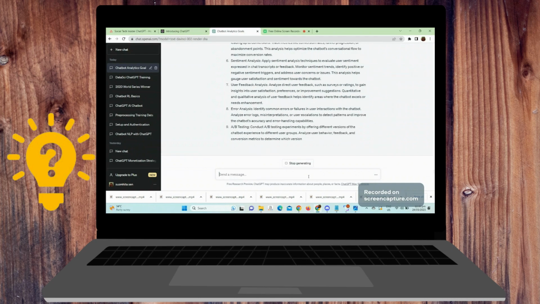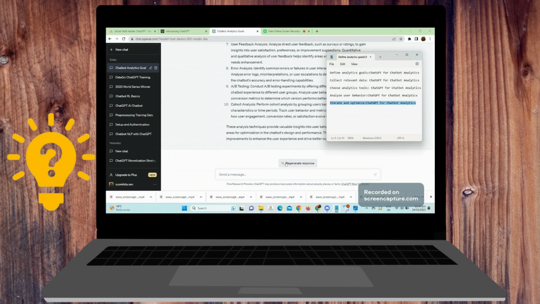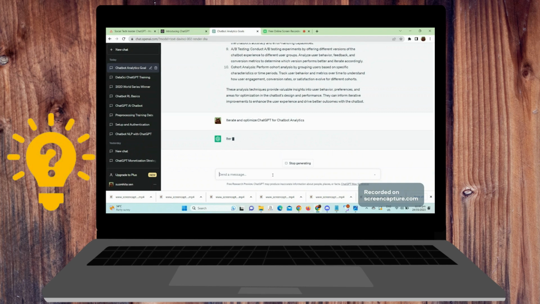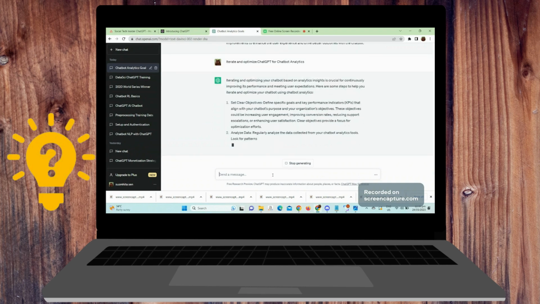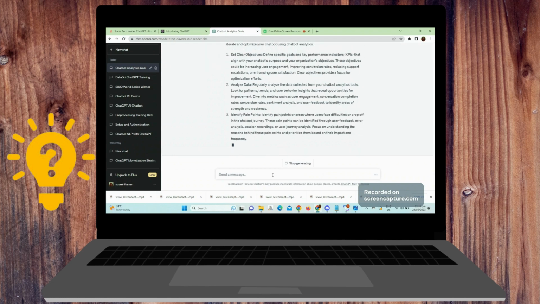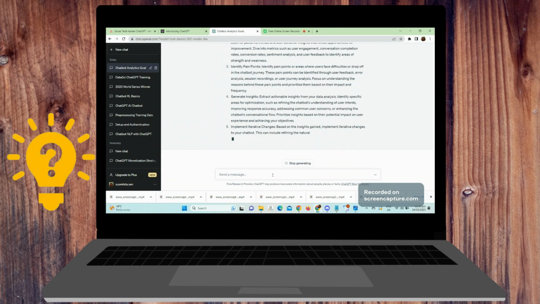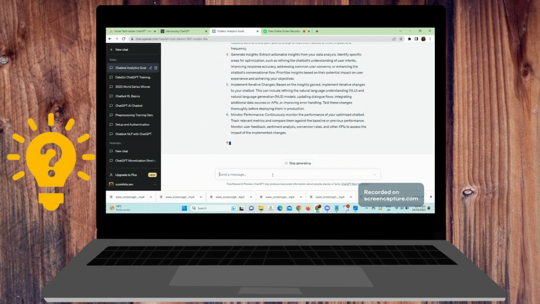Last is iterate and optimize. Based on the insights gained, iterate and optimize your chatbot. Make enhancements to improve responses, user experience, or address any unidentified issues. Continuously refine the chatbot based on analytics findings to meet your objectives and provide an improved user experience.